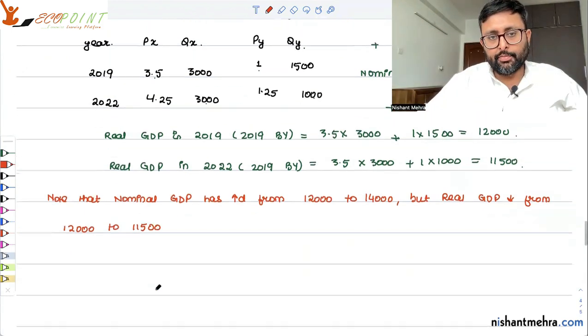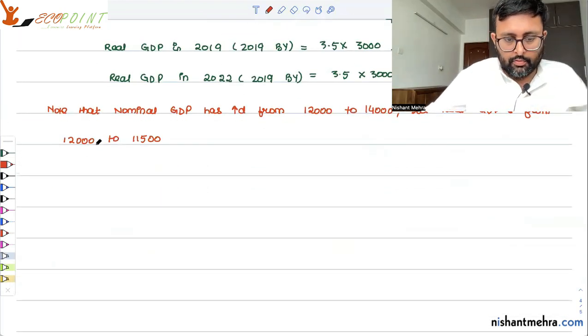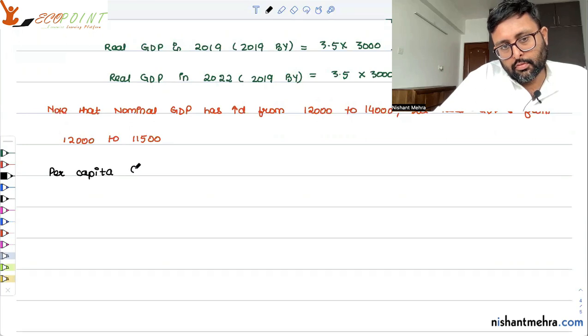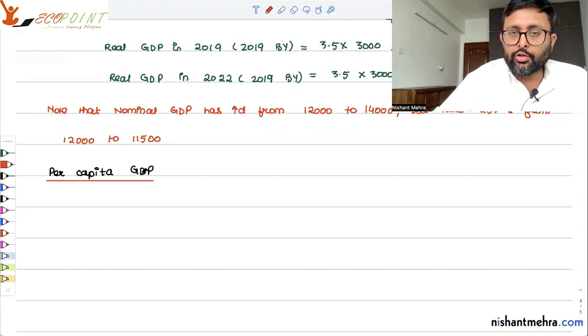Then you have per capita GDP. Let's say if you look at GDP in your country, that GDP has increased. But the number of people living in your country has also increased a lot. So how are you distributing that GDP? GDP per capita is very important to understand the overall well-being in the economy. GDP per capita is the value of all goods and services produced per person per year.